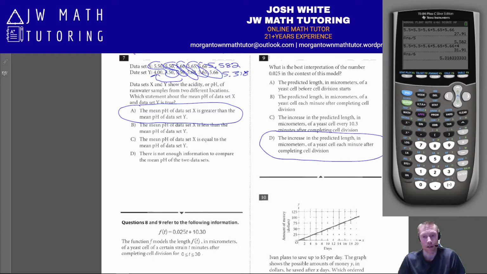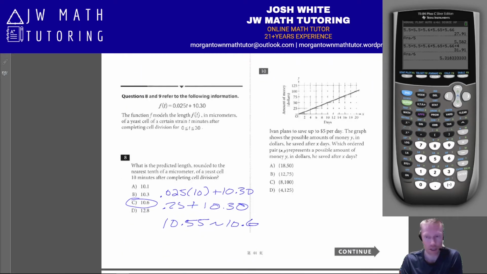because 0.025 gives us the increase or the change in the y value, and here y is technically f of t, which is the length of this cell. So it's the increase in the predicted length of a yeast cell each minute. That's where the 1 unit thing comes in. So 1 minute after completing cell division. So D is the correct answer, and again, that's because the slope or the rate of change basically gives you the increase or decrease in the output variable, the y variable, based on a 1 unit change in your x or your input variable.